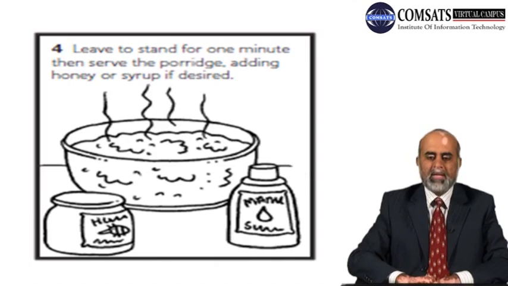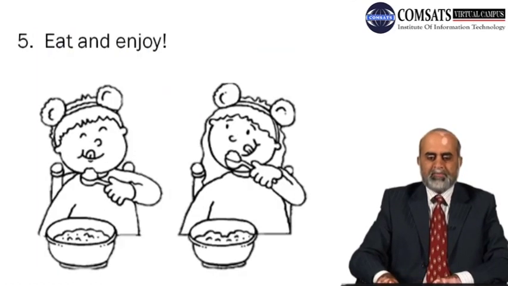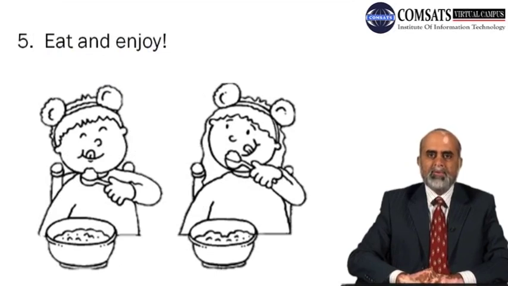So serve the porridge after 1 minute, adding honey or syrup if desired. Syrup means sugary liquid with sugar in it. So you see that there are 5 steps involved in making a porridge. The first 4 steps actually are essential for making the porridge, and step number 5 is eat and enjoy, the last step. So you see, in this very easy instruction, we looked at 2 sections.